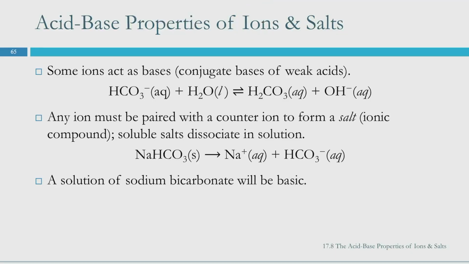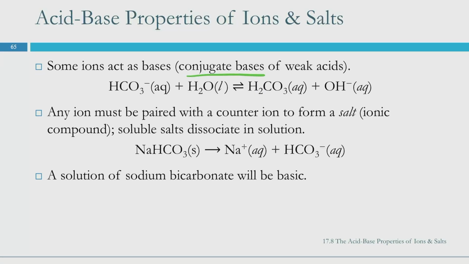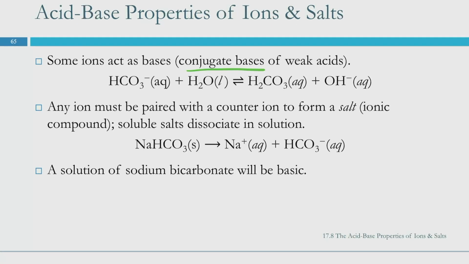Some ions can act as bases because they're the conjugate bases of weak acids. So this is where conjugate acids and conjugate bases finally starts to become a little bit useful. It kind of, I don't know, for me at least, feels kind of hollow talking about it in 3A. So we've got conjugate bases of weak acids, so we have to be able to identify weak acids so that we can identify what their conjugate bases are. So like HCO3 minus is an example of a conjugate base of the weak acid carbonic acid.